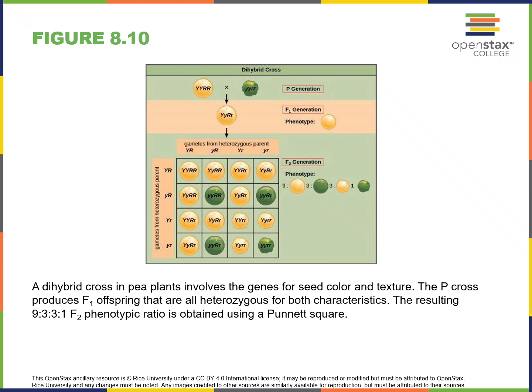So because we are looking at two unrelated traits, we can do what we call a dihybrid cross. Before, we were doing monohybrid crosses, and that was only looking at one of the traits at a time. In a dihybrid cross, we're looking at two traits between the seed color and the seed texture. Okay, that's what we're looking at here.